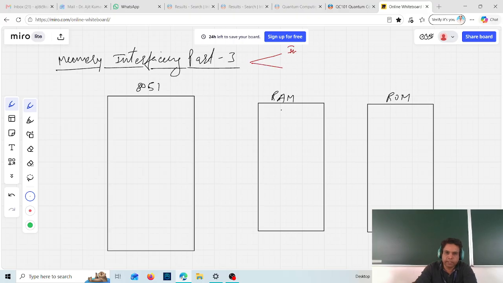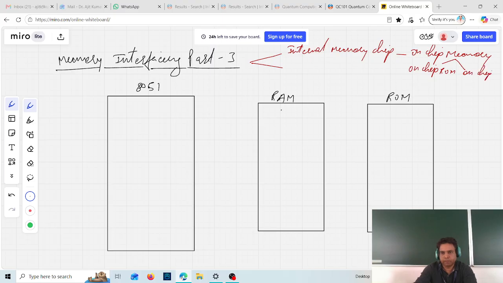The internal memory is also called on-chip memory. On-chip memory means the memory chip is inside the microcontroller 8051. In this case also we have two types. On-chip memory is of two types: on-chip RAM and on-chip ROM.